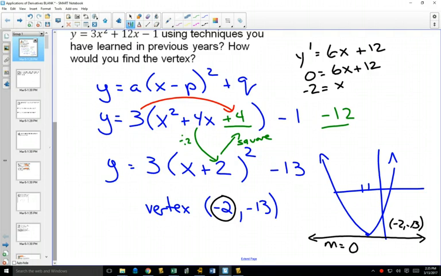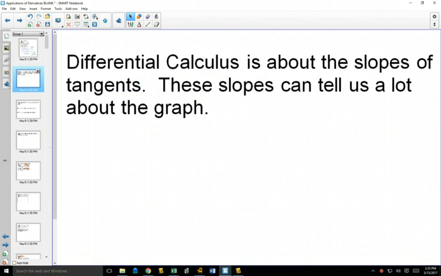But the nice thing about calculus is this doesn't only find vertices of parabolas, but now any cubic function that has a max and a min, you can find those ones, or any function for that matter. If you can take the derivative and set it equal to 0, we'll be able to find those maxes and those mins. So our calculus that we learned in the last chapter is all about slopes of tangents, and those slopes can tell us a lot about the graph.